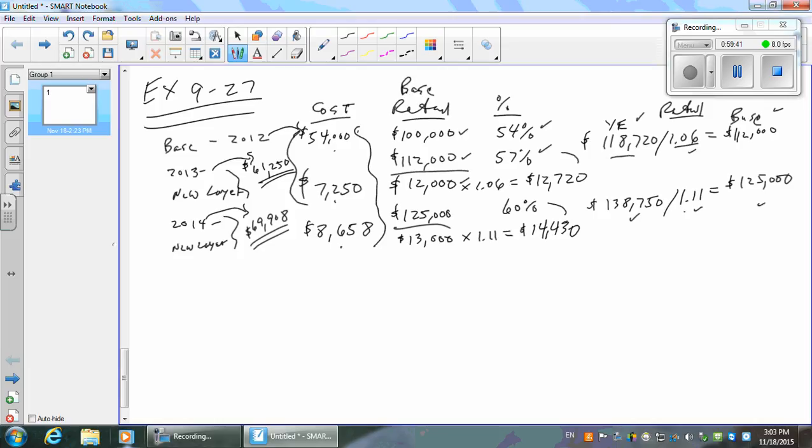So 2015, do a new layer for that one. Okay, here we go. So I have how much, and I don't care how you set this up. The author sets it up a little differently than I do. I do it a little differently every time I do it anyway, just sort of keeping it straight. So what do we have at the end of 2015 in 2015 dollars? Ending inventory at retail, right?